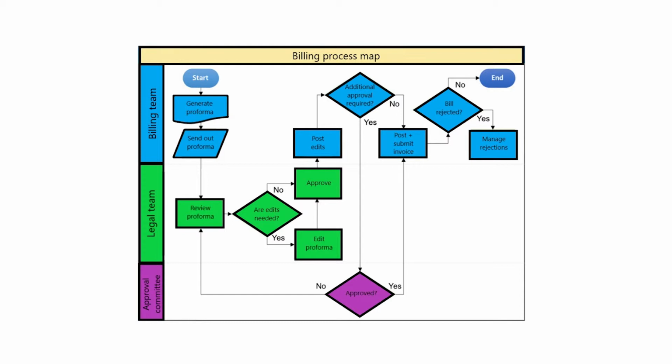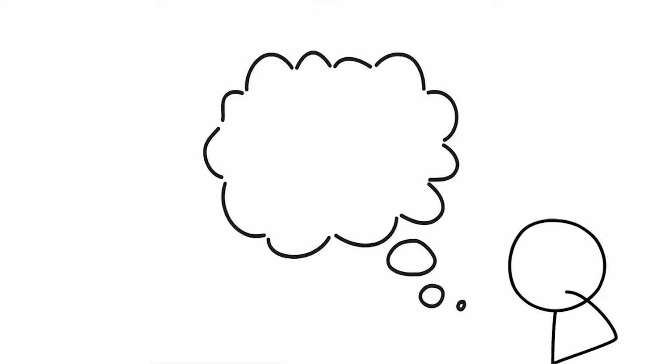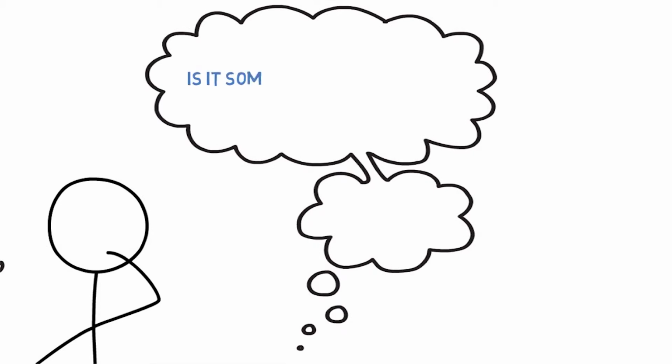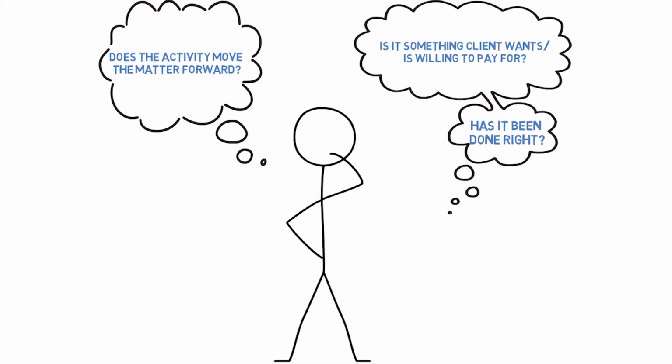The different teams have their own lanes, so you can see who does what and how much work each team does. So you might be wondering, why do we use process maps? In traditional process mapping, at least two maps are produced, a current state and a desired future state. However, for our purposes, we are more interested in breaking down the current process than changing it. But it's still useful when creating process maps to ask yourself at each stage of the process, does the activity move the matter forward? Is it something the client wants and is willing to pay for? And has it been done right the first time?